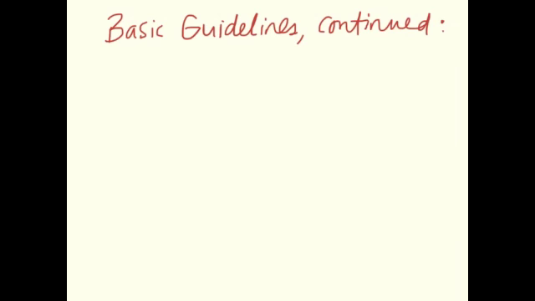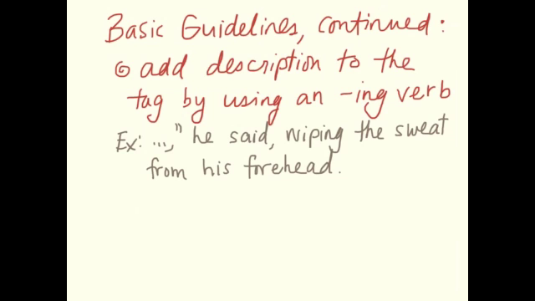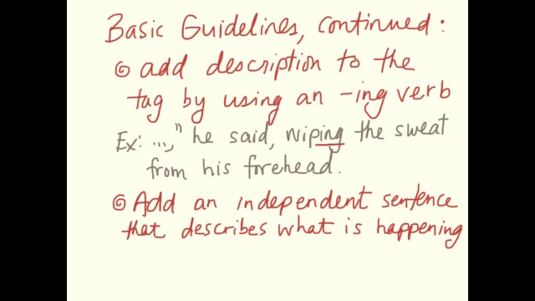When you're adding description to the dialogue, one thing you can do is add description to the tag by using an ing verb. For example, your tag might end up saying, he said, wiping the sweat from his forehead. And there is our ing verb. Another way you can do this is to simply add an independent sentence that describes what is happening. Again, here's that example of Aunt Esther. Oh my! And the independent sentence, Esther grabbed the rim of the tank and craned her neck over the side.